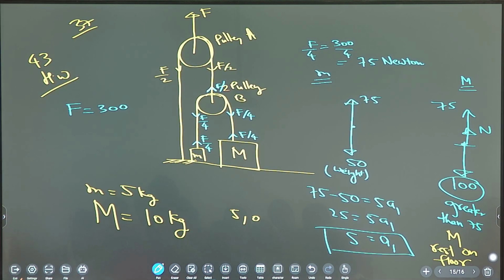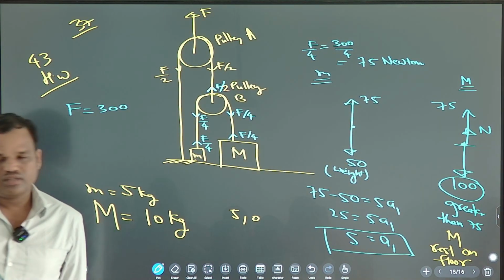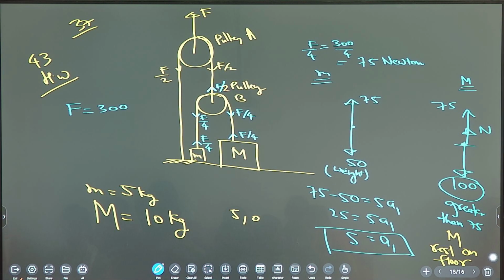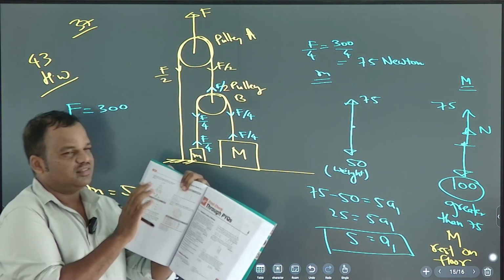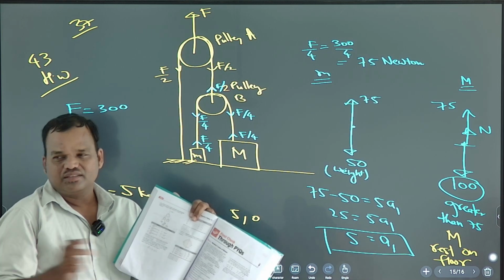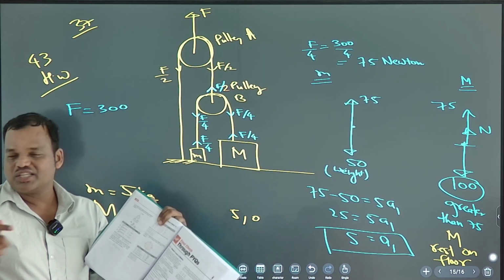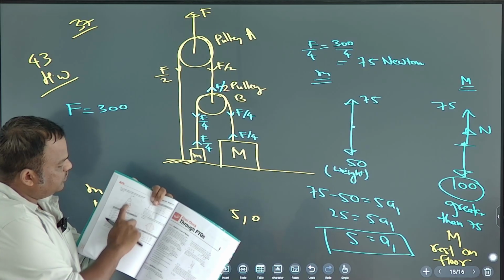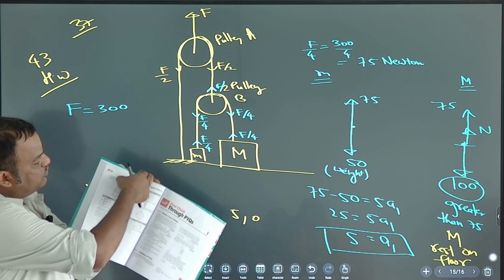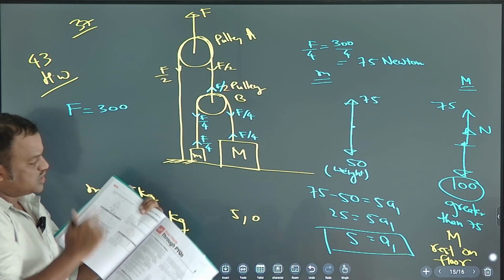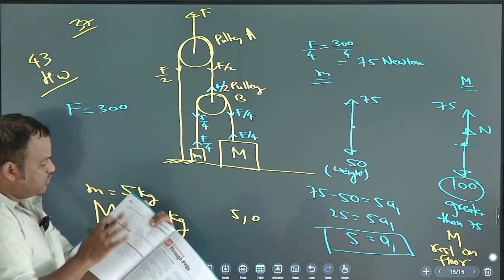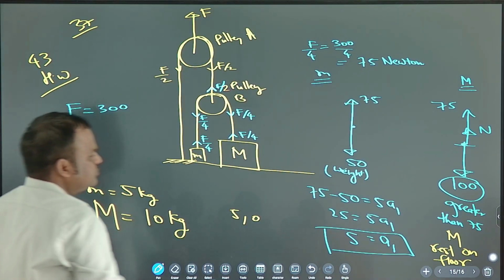Now come to page 286. It is looking like a very big question. How many pulleys? You see the question? 3. How many blocks? 4 blocks. How many strings? 1, 2, 3, 4. The force is also acting, that is also a string. 4 strings. It is looking like a very big question, but it is a very easy question. See how.